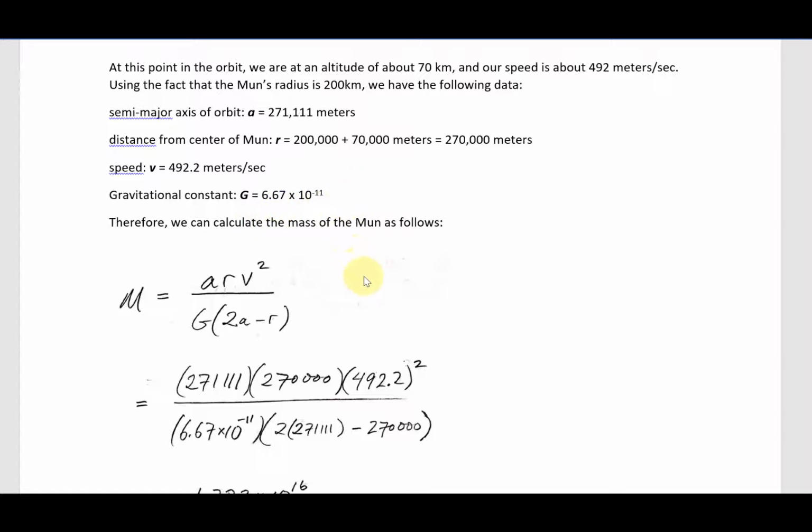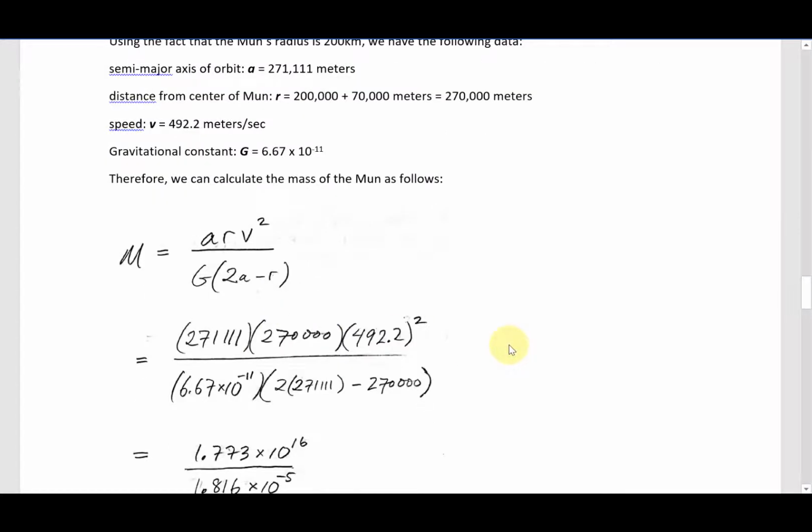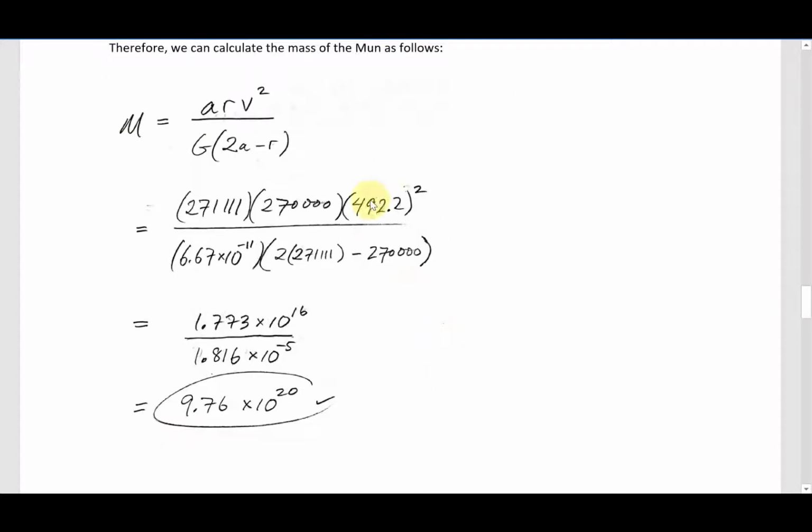So therefore we can calculate the mass of the Mun with the formula that we had just derived, plugging in those values for a and r, the radial distance, this speed v, and the gravitational constant. There's 2 times the a value, 271,111, minus 270,000 for the radial distance. So using a calculator and getting the value in the numerator, I get about 1.773 times 10 to the 16, divided by 1.816 times 10 to the minus 5.